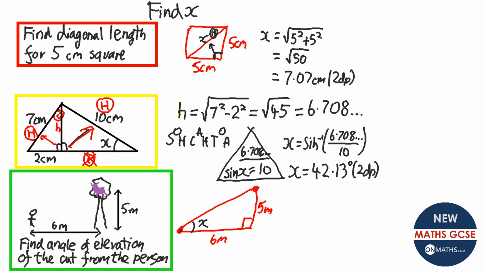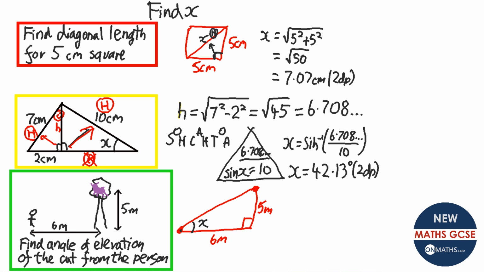Now the other thing is angle of depression, which is the same as elevation, but instead of going up you go down. So this person's down here and they're looking up X to see the cat. So you imagine they're looking across from the floor and they're looking up. Okay, so to find X we need to use the triangles before.